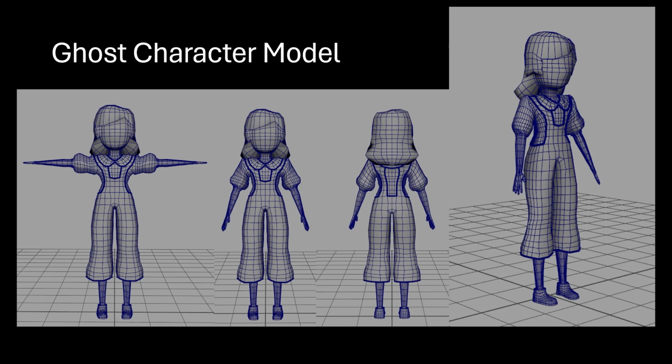To get the clothes mesh, I just separated from the body that I'd made previously, and then sculpted it from there. So we've got the shirt and the dungarees.